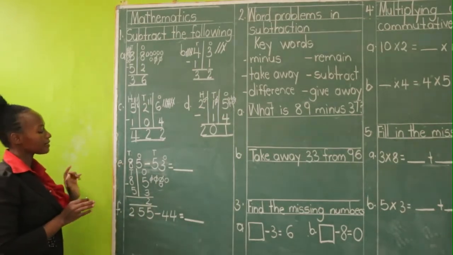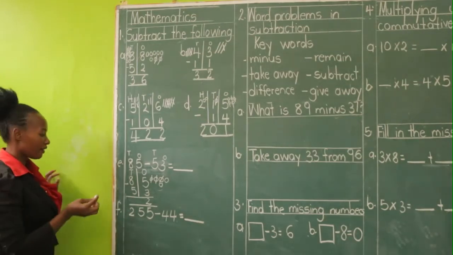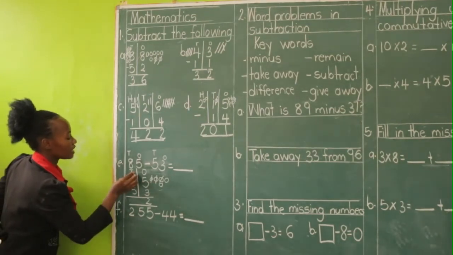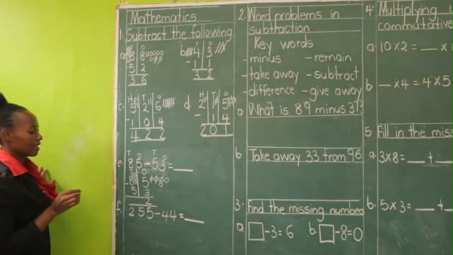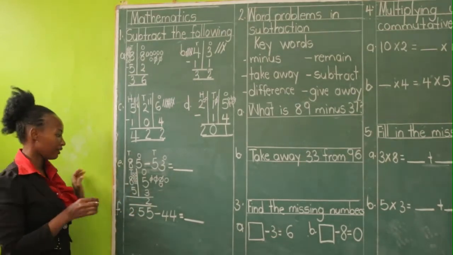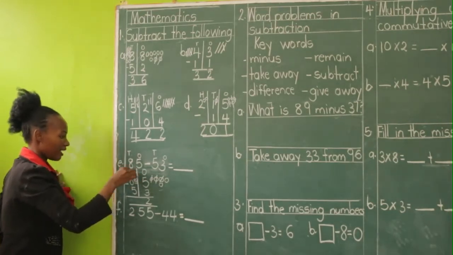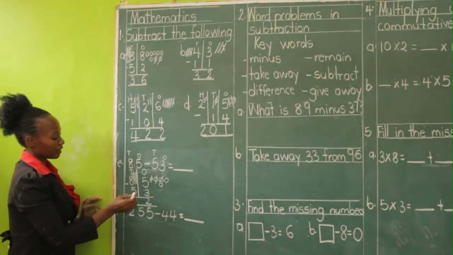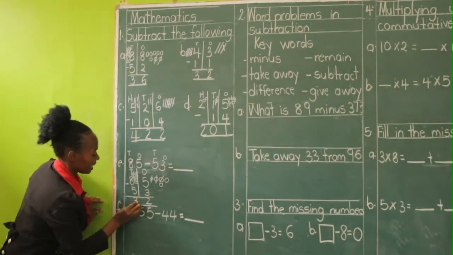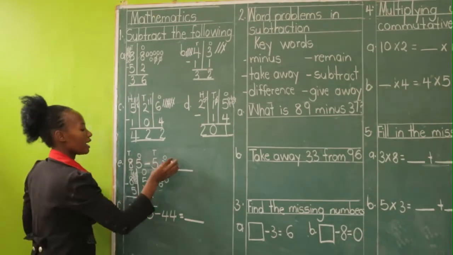After we come to 10s, which numbers can you see? There is 8, take away 5. I draw my 8 balls. 1, 2, 3, 4, 5, 6, 7, 8. I take away 5. 1, 2, 3, 4, 5. Then we count the remaining balls. 1, 2, 3. Then 85, take away 53. It is 32. I put it up.